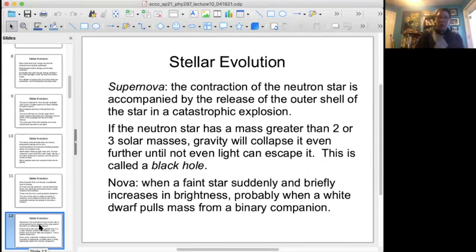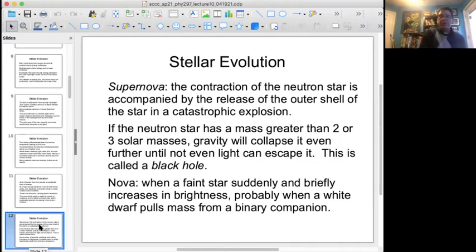And in a supernova, the contraction of the neutron star is accompanied by the release of the outer shell of the star in a catastrophic explosion. So as the core contracts further, the outer shell gets completely pushed away from the star very rapidly. And so that's what a supernova is. If what's left of the neutron star still has a mass greater than 2 or 3 solar masses, gravity will collapse it to the point where light can't even escape. And so this is called a black hole.